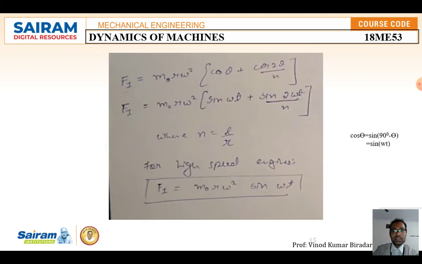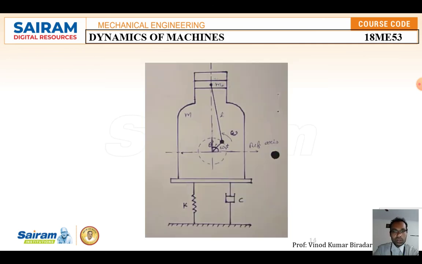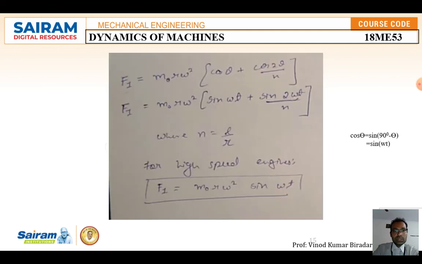Again same, F1 is equal to m naught r omega square, where omega is the angular frequency, that is the centrifugal force. So cos theta plus cos 2 theta we are going to get here. Along the horizontal component we are going to consider cos theta, and along the vertical cos 2 theta: cos theta plus cos 2 theta divided by n. To modify this equation, cos theta can be written as sin of (90 minus theta). So the same you write here: m naught r omega square [sin omega t plus sin 2 omega t divided by n], where n is called the oblique ratio, given by l by r. Therefore for a high speed engine, normally we are going to get the force equation F naught equal to m naught r omega square sin omega t.